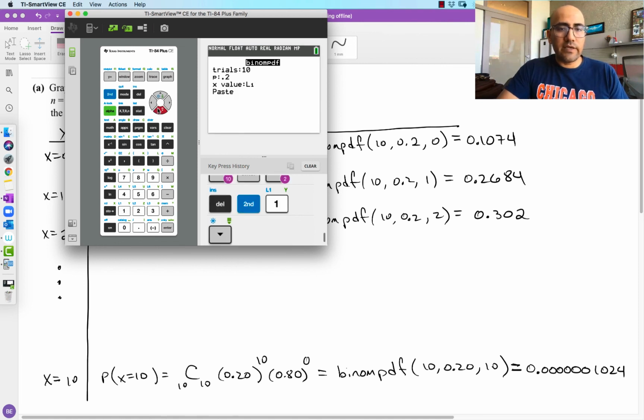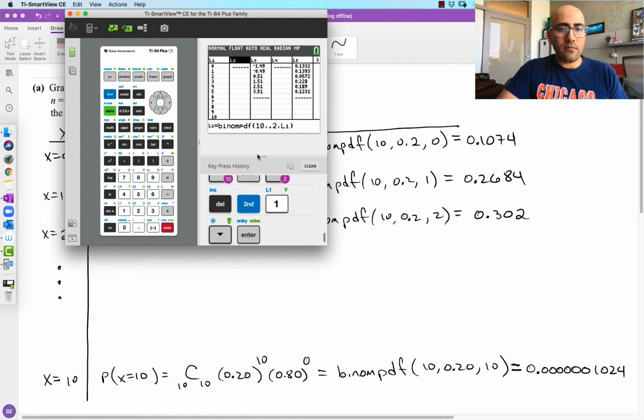We're going to ask it to go to L1 and type in the individual values that were in our original list. So hit paste, and you'll see the formula is right here, binomial PDF of 10, comma 0.2, comma L1, where L1 is going to be each one of these. So it's going to go through and plug in a 0 and give a value there. And then I'm going to put a 1 for L1 and then put it in there. So hit enter, and you see it automatically populates the whole table.